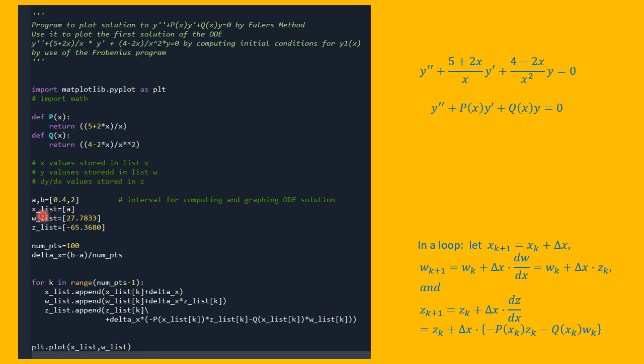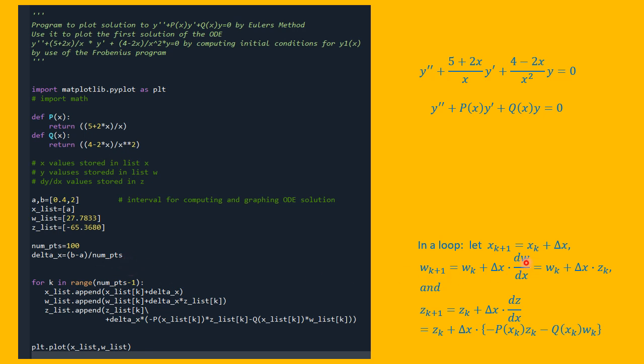In the x list, the first value of x is going to be a, which happens to be 0.4. We found from our initial conditions that y naught was 27.7833, z naught was minus 65.3680. So these are the first numbers in the W list and the Z list. I guess you could say they're the zeroth numbers in those lists, since the index starts with 0 for a list. We're going to graph using 100 points. Delta x will be b minus a divided by that number of points.